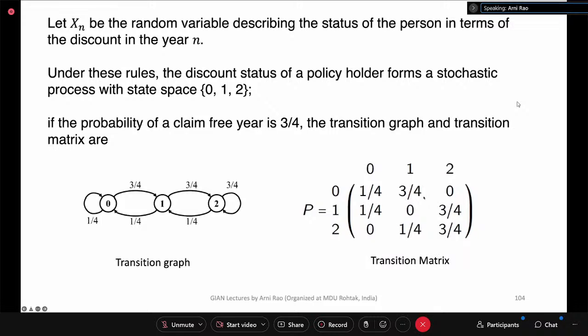1 by 4 plus 3 by 4 is 1. 1 by 4 plus 3 by 4 is 1. 0, 1 by 4 plus 3 by 4 is 1. So this is a stochastic matrix. And 1 to 1 is 0.